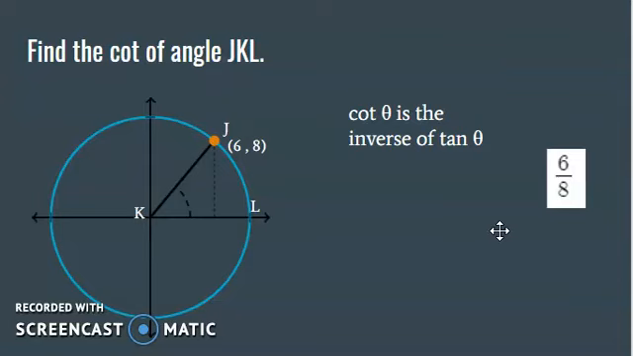Now we have a different example problem. This one asks us to find the cotangent of angle JKL. So now we have a different set of numbers for point J, which is 6, 8. So as we know from before, 6 would represent the adjacent side and 8 will represent the opposite side of angle JKL.